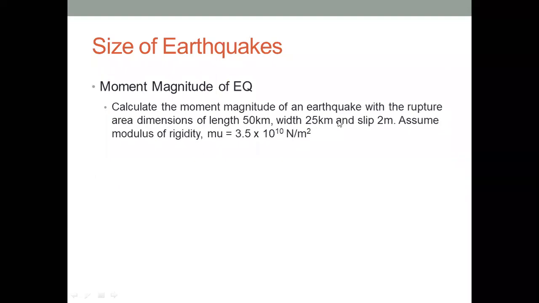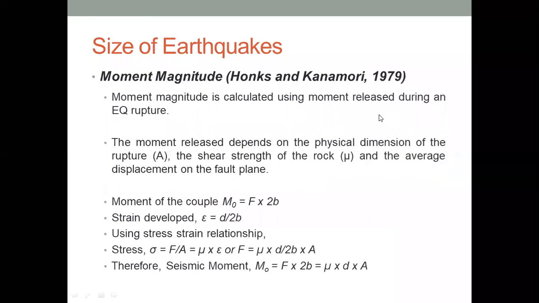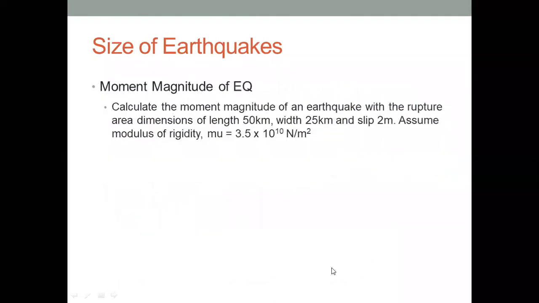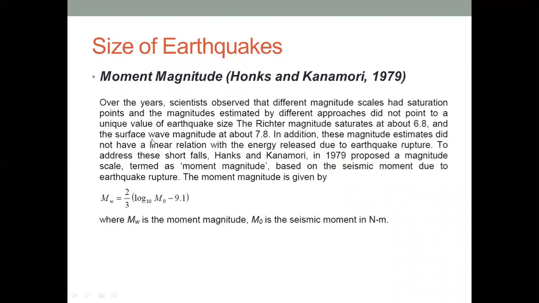50 kilometer and 25 kilometer and 2 meter. You have to substitute 50,000, 25,000 and 2 in this formula, so 50,000 x 25,000 x 2, and mu here is 3.5 x 10^10 Newton per meter square. You will get one value, that is M naught. Then you take the log of this value, then minus 9.1, into 2/3, that will give you moment magnitude.